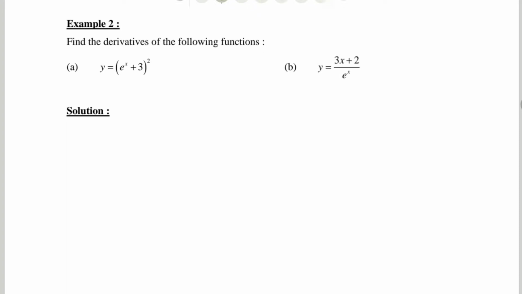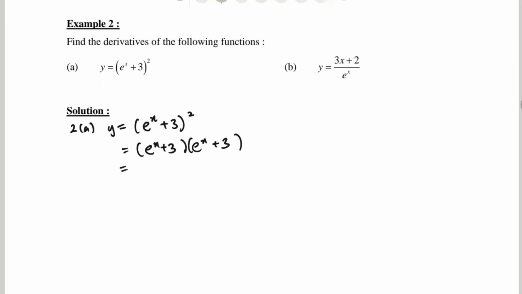Now, let's go ahead and look at example 2. Find the derivatives of the following functions. 2a is y equal to (e to the power of x plus 3) to the power 2. There are two ways of solving this. The first way is that this is a bracket with power 2, and since power 2 means that we have two of the same brackets, this simply means that I can expand these two brackets.